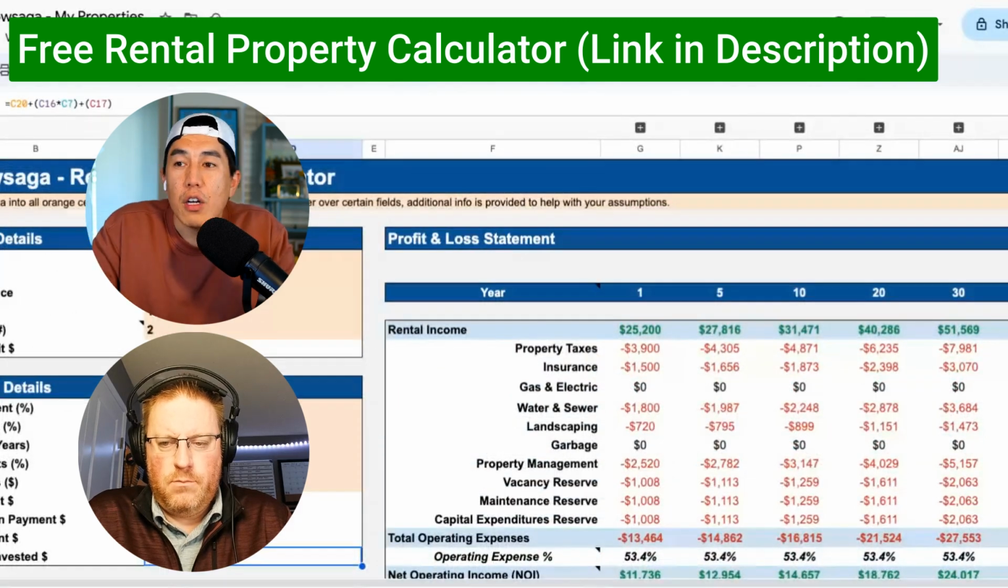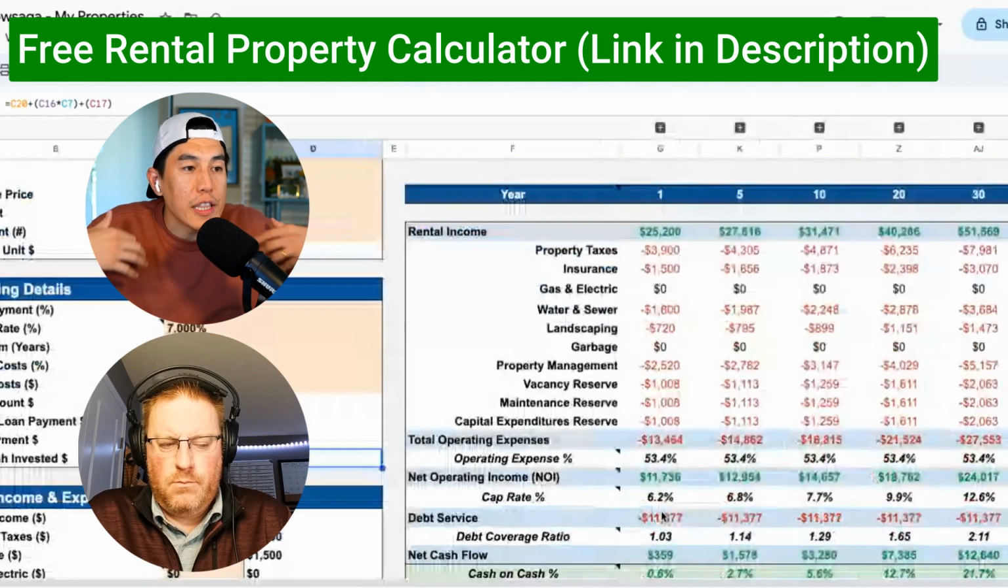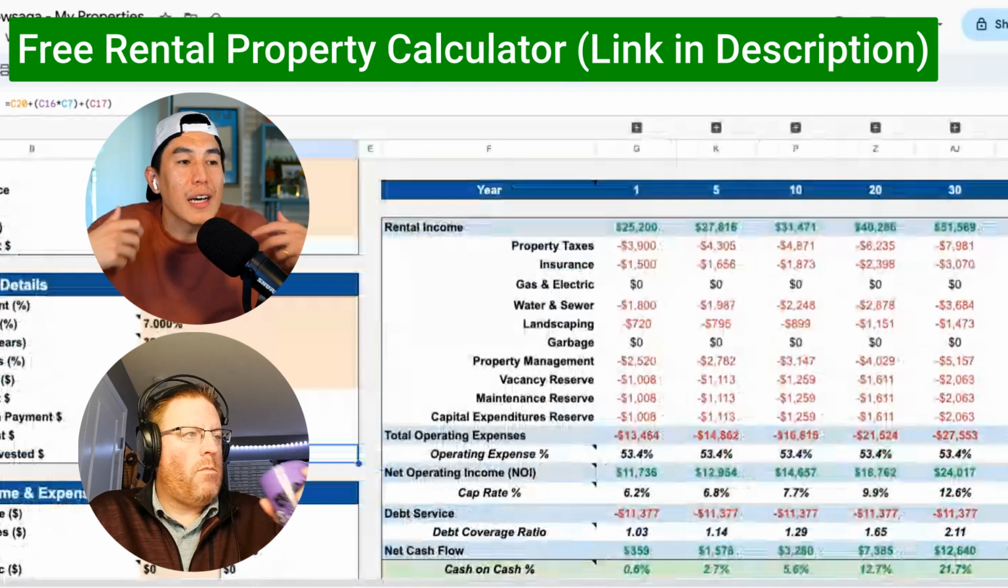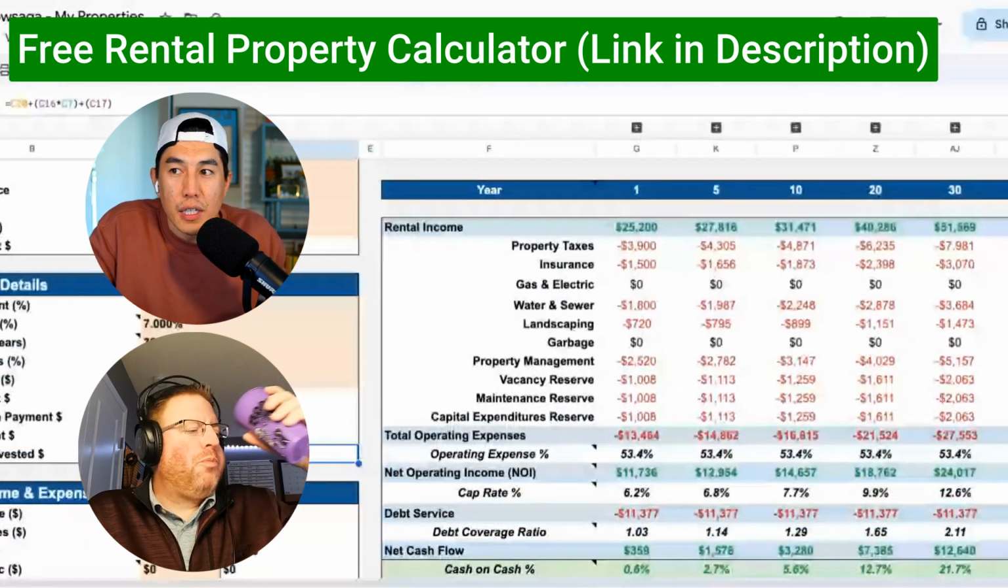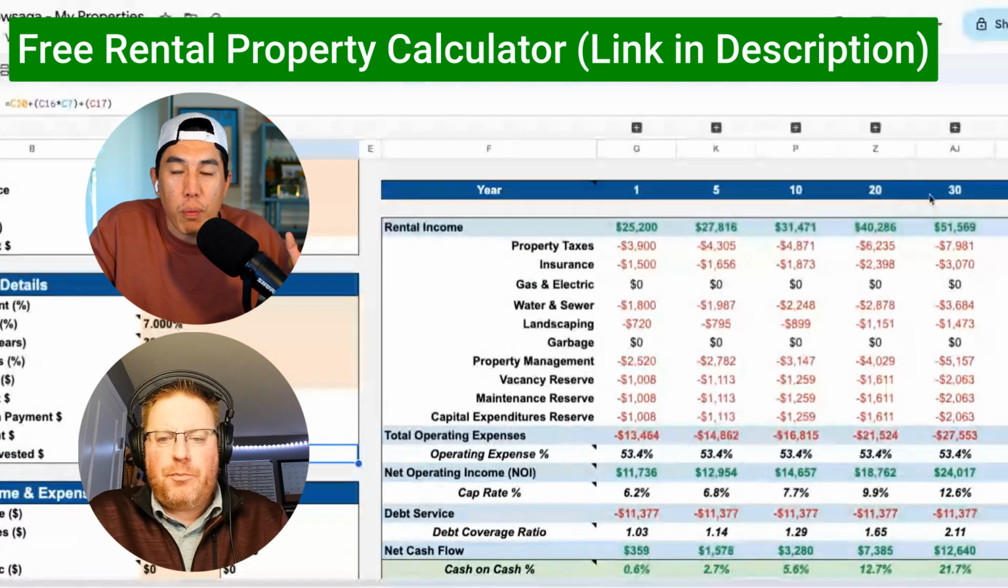So with that, are we saying that you buy this deal? No, we're not saying that, but we want to arm you with the knowledge and the tools to be able to assess whether or not a deal is worth buying. So I'm going to close this. Again, this is my rental property calculator.